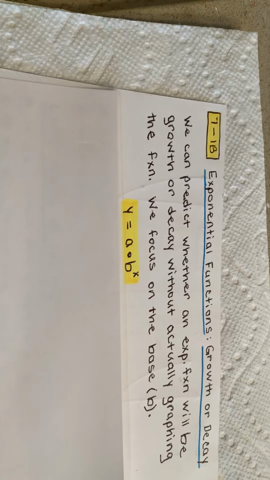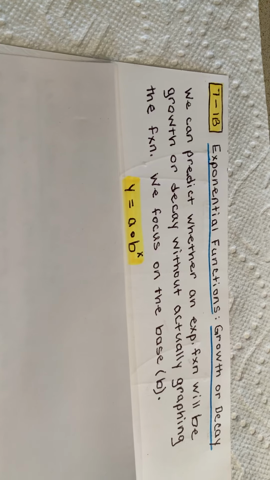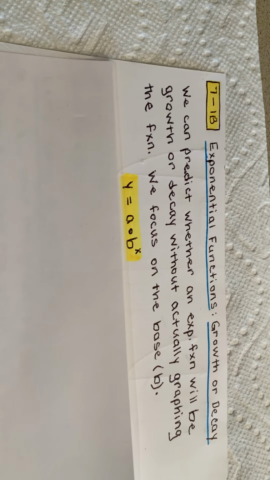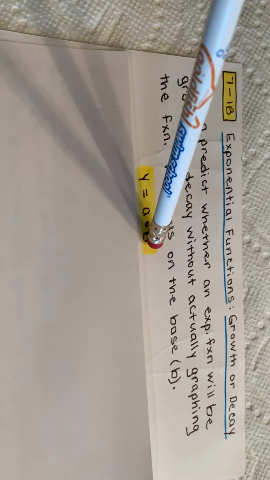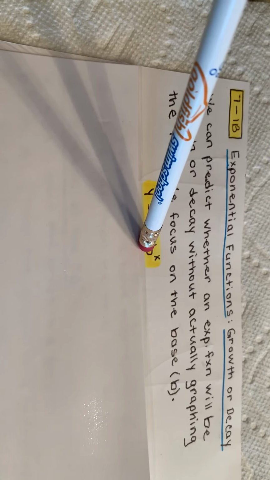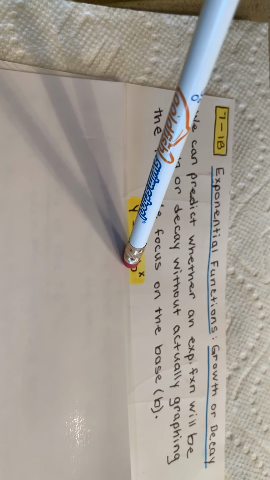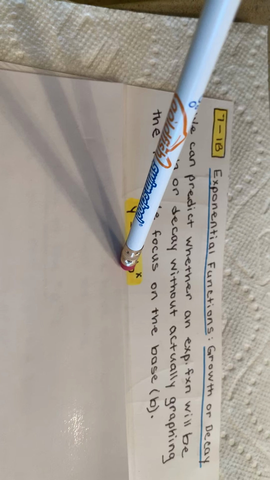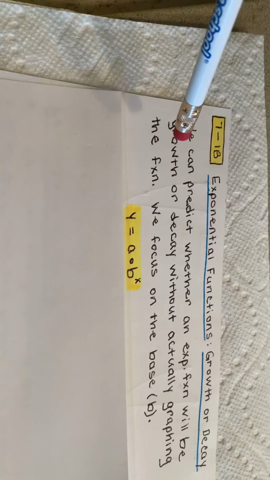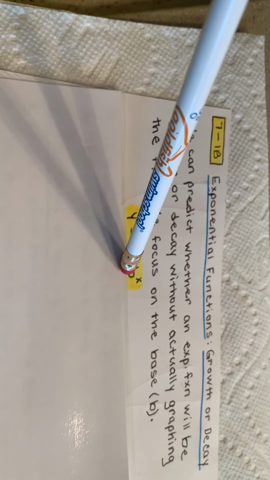So here's our important equation that you need to get down. Y equals A times B to the x power. Notice that x is an exponent. This letter B is going to be a number. It could either be a whole number or it could be a fraction. If B is a whole number, it's an example of growth. But if B is a fraction, it will be an example of decay.